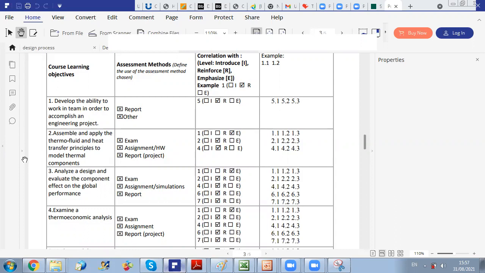So what we will do, as we said, is try to assemble and apply the thermofluid and heat transfer principles to model thermal components. In any project, you will have several components, and sometimes you need to study each component alone. After this, one strategy of optimization consists of dividing the system into parts, optimizing the performance of each part, and then assembling the system. And of course, once you assemble it, there is also a challenge that someone might tell you, if I optimize each component alone, maybe when I assemble them, it will not be the optimized solution.